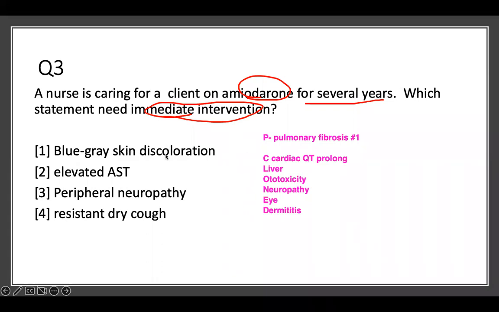So blue-gray skin discoloration, no, it's part of it, but it's not the priority. You've got to be sharp. Elevated AST, that is a liver problem, I'm okay. Peripheral neuropathy, yeah, it's here, but it's not important. Persistent cough for a long time, this is fibrosis. They need what we call a PFT, pulmonary function test. Sometimes they may ask you this.